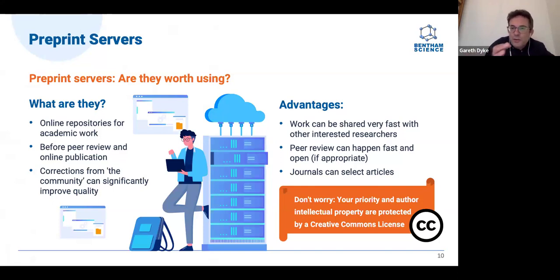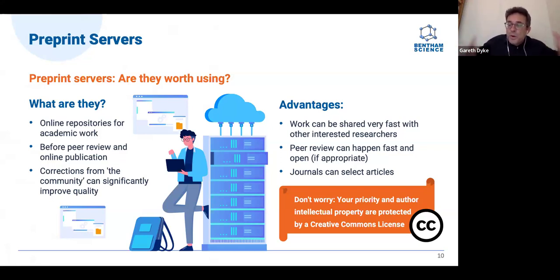And you can get corrections, you can get comments back from the community to significantly improve the quality of your work. And a preprint server basically means that your early stage research results before peer review and before publication can be shared with other interested researchers. Peer review happens on the platform if appropriate, and very often journal editors come into the preprint platforms, Research Square, arXiv, bioRxiv, medRxiv, and so on, and they look for suitable articles that they might wish to put into their journals.